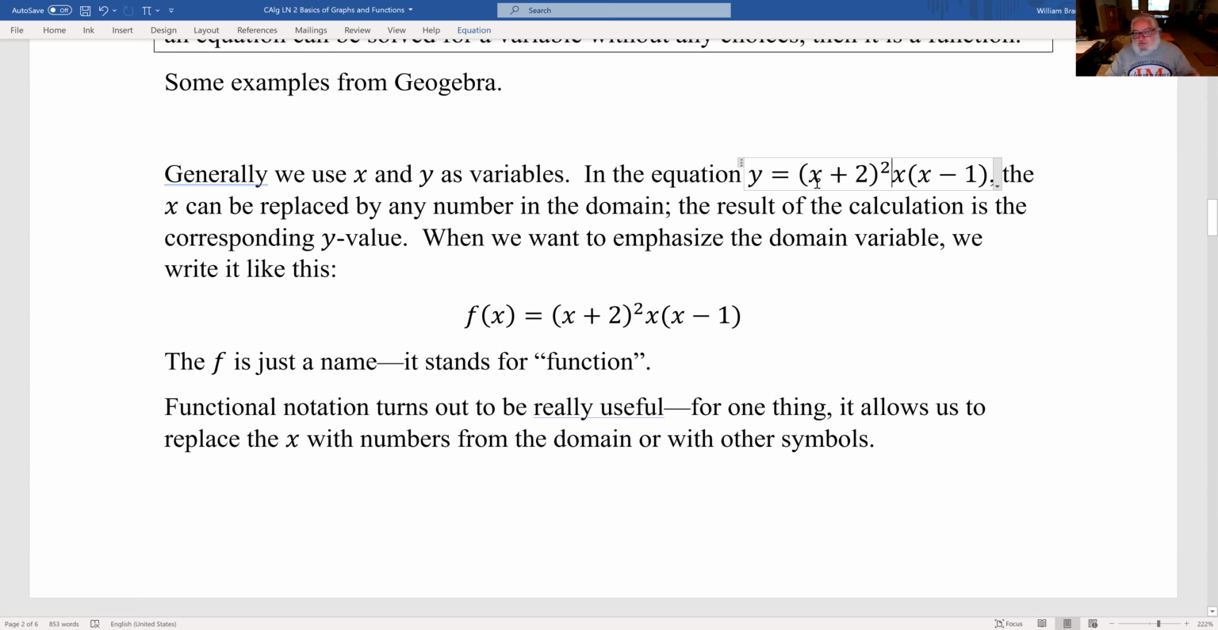You can place x by 2 or 7 or 15. And then the result of the calculations is the corresponding y value. If we want to emphasize the fact that this is a function of x, we use this notation, f of x. The f is just a name. It's not anything really. It just stands for function. And we use different names for different functions as we go through. And this kind of notation turns out to be really useful because it allows us to calculate things pretty quickly.